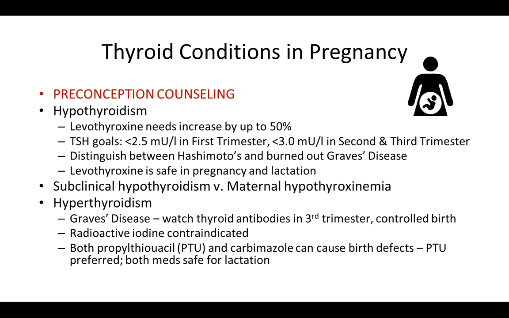We want our hypothyroid women who are pregnant to have a much stricter normal range. So in the first trimester, the TSH needs to be under 2.5, and it needs to be under 3 in their second and third trimester. Uncontrolled hypothyroidism and hyperthyroidism are both very dangerous to the mother and to the developing fetus during pregnancy.